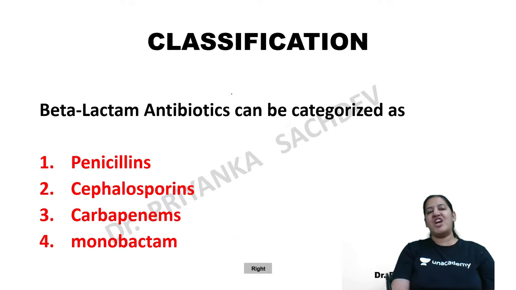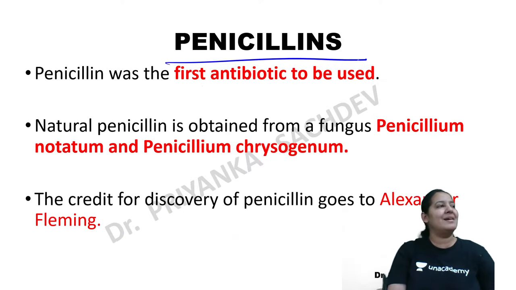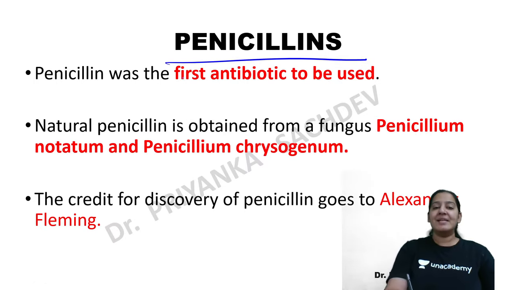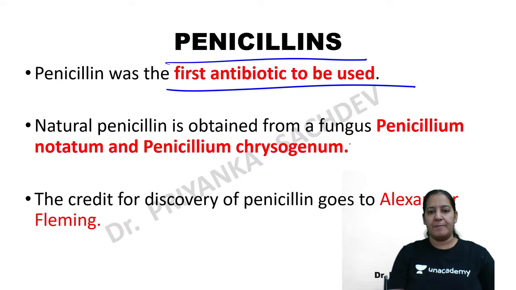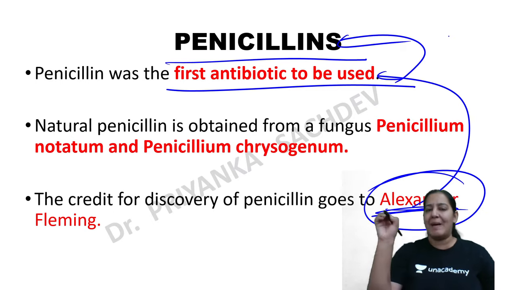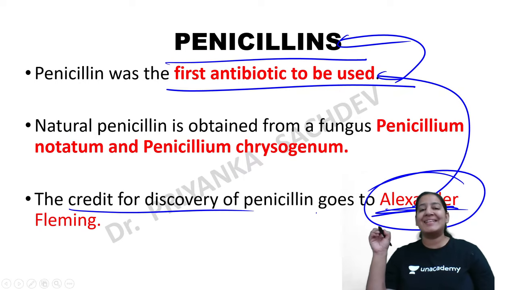Let me start the first chapter, the most important chapter, penicillin. Shall I start penicillin? Are you people with me? Penicillin is the first antibiotic which was discovered. It was discovered by Alexander Fleming. That's why Alexander is the father of antibiotics. He discovered the first antibiotic, and the name of the first antibiotic is penicillin. So penicillin is the first antibiotic to be discovered and used, and the credit for the discovery goes to Alexander Fleming.